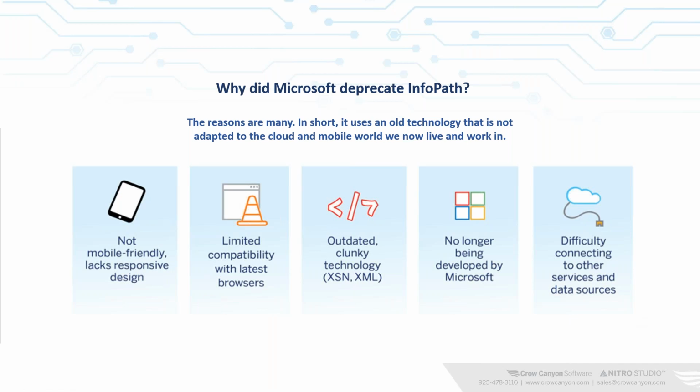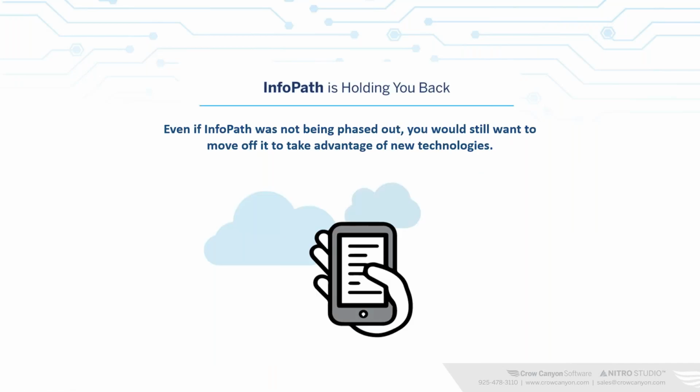So it's old school. And even if it wasn't being phased out, you'd want to move off it to take advantage of all these technologies out there that are now available and really can enhance your business. I give a whole spiel on this InfoPath replacement in other webinars I've done, on best practices and tools for moving off of InfoPath and that kind of thing. If you're interested in that, there are some on-demand webinars on our website. We also have a whole set of resources on InfoPath replacement.